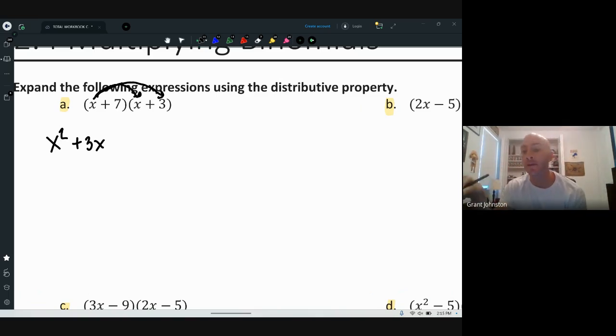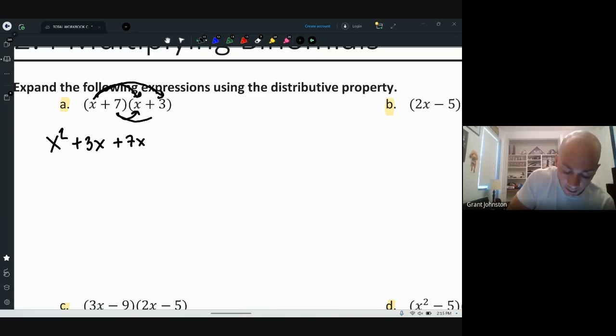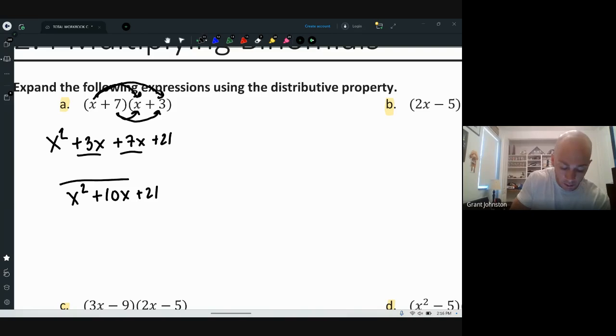Now it's time for me to distribute the 7 to the other parenthesis. So the 7 times the x there is 7x. And the 7 times the 3 is 21. So we're multiplying the terms in the one parentheses to the terms in the other parentheses. But we want to simplify this now. So we have a 3x plus a 7x. I'll underline those. These can combine. 3x plus 7x is going to be 10x. So let me write x squared first, plus 10x plus 21.